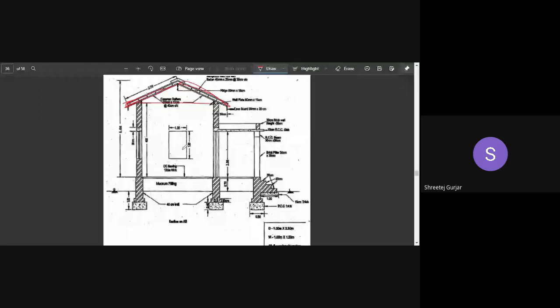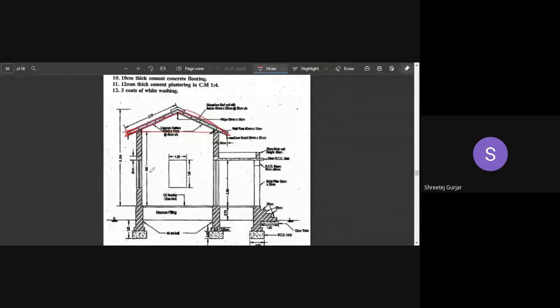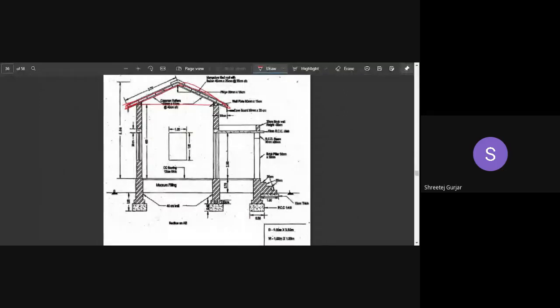Starting from the bottom, this is your foundation PCC, which is given. Then this is your first step, and this is your second step, going up to the plinth. This part is filled with morum filling, and this part is also filled with morum. After that, there is the CC flooring, 12 centimeter thick.